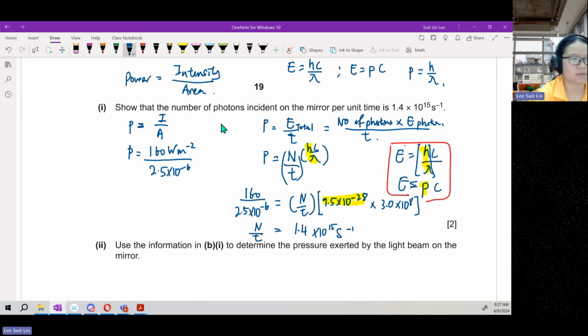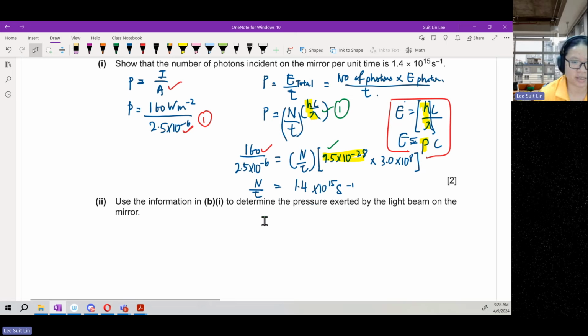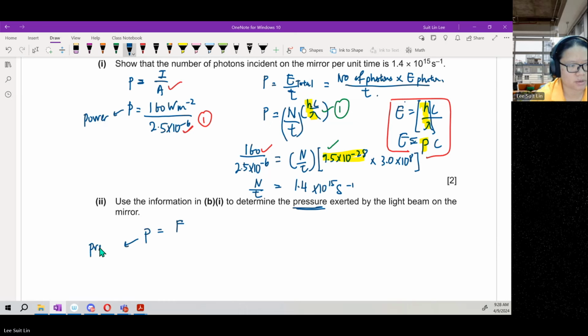Okay, so where are the marks? If there's an understanding that power is intensity times area, either the equation or the substitution, 1 mark. The other one is you putting it into the energy over time equation, the substitution, and this equation. It's 1 mark. All right, use the information in B1 to determine the pressure exerted by the light beam on the mirror. To find pressure, P is equal to force. Pressure and power is not the same thing. They have the same symbol, but they are not the same thing. Okay, so to find pressure is force per unit area.